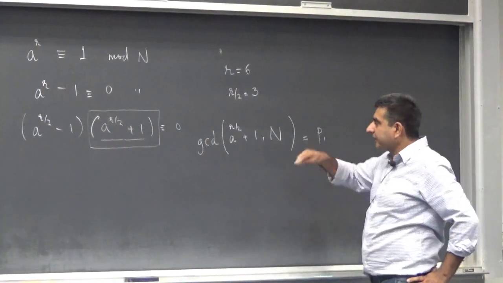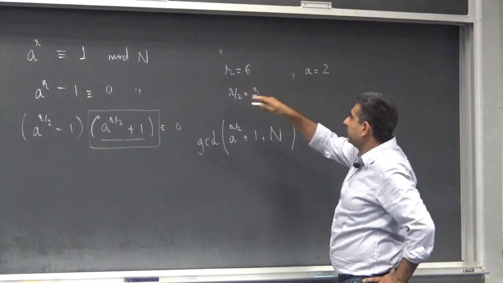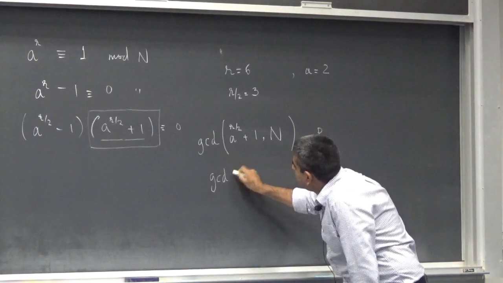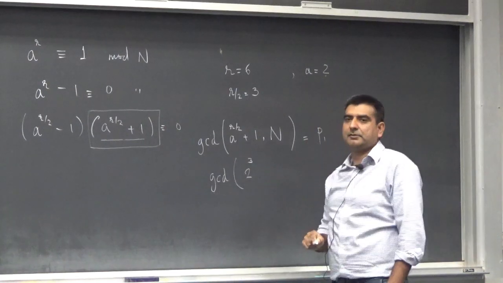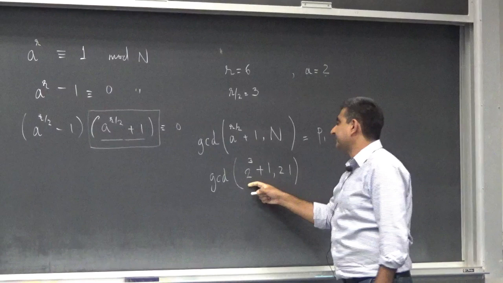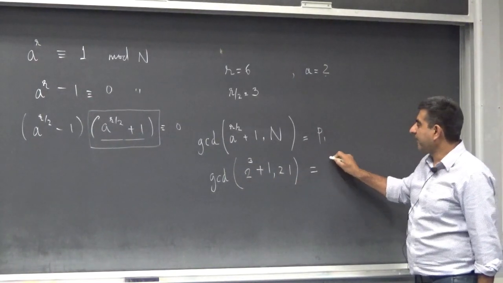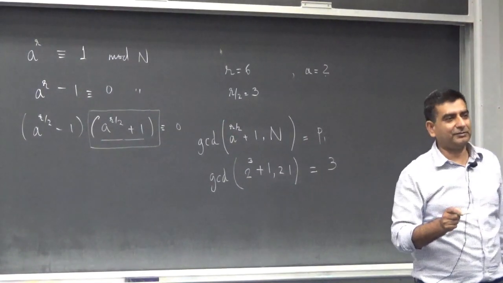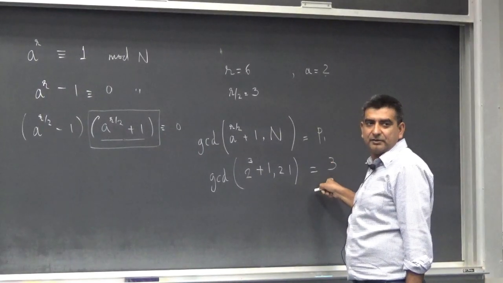So in this case, my A was 2. I run this algorithm with my A equals 2, so I need to find out the greatest common divisor of 2 raised to power 3 plus 1 with 21. So this is 9 and this is 21. The greatest common factor would be 3. So this is one of the prime factors of 21. The other would be 21 divided by 3, 7.